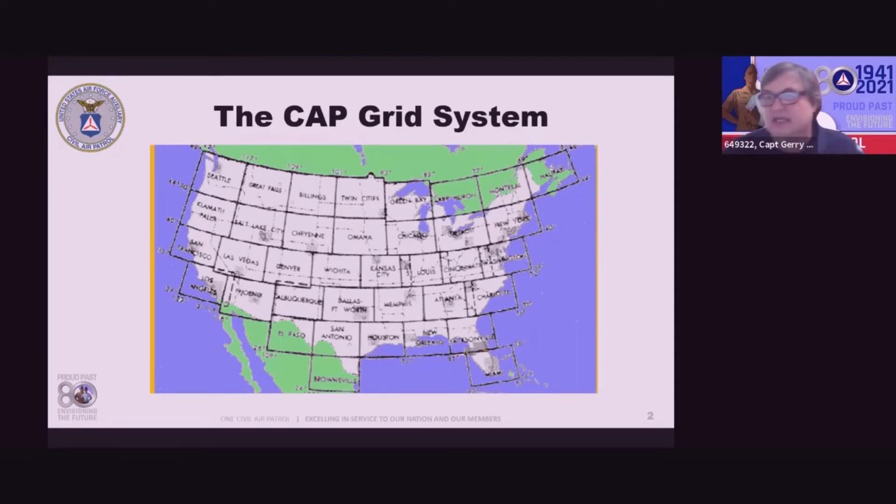You can see there's Seattle, Great Falls, Billings, Twin Cities, each one of them has a name. And you'll notice that for the most part, it's pretty concentric in how it's split up. Now we take a look at that.